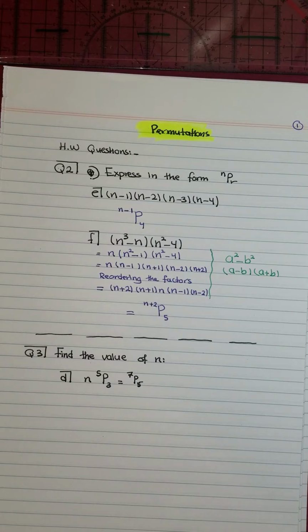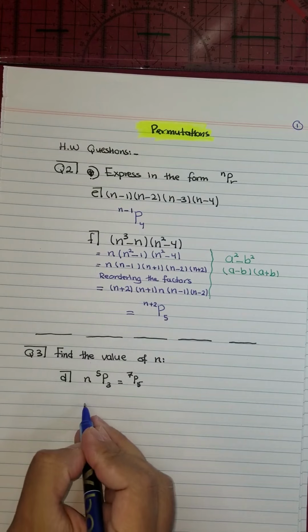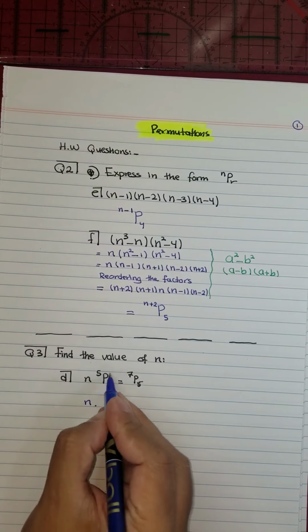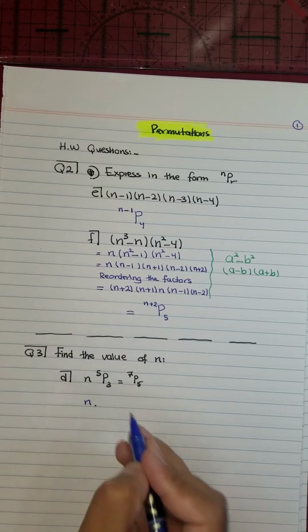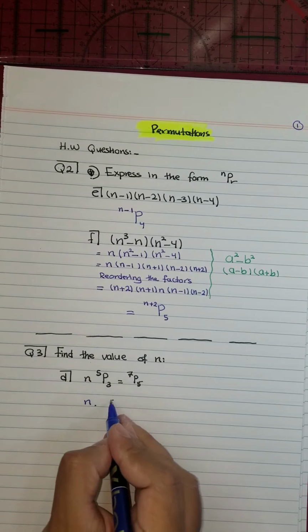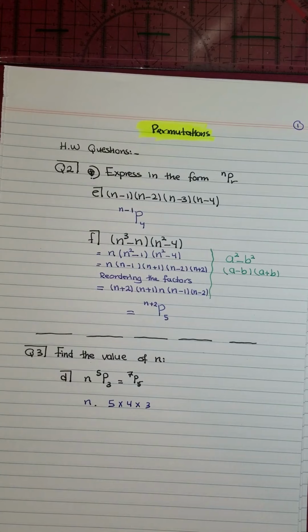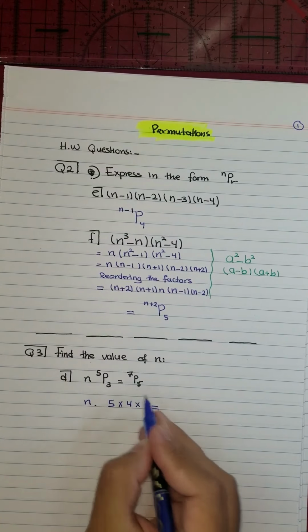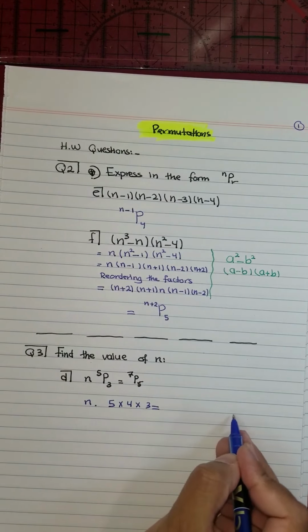So solving this one, the first thing that we will do is we'll write n as it is, and then we will solve this one. So I have 3 actions, and these 3 actions start with 5. So 3 actions, 5 is the largest number, the second action is 4, and then 3. So it is n times 5 times 4 times 3. Equals, here we have 5 actions, 1, 2, 3, 4, 5, and they start from 7. So 7 times 6 times 5 times 4 times 3. Good? So this is our first step.